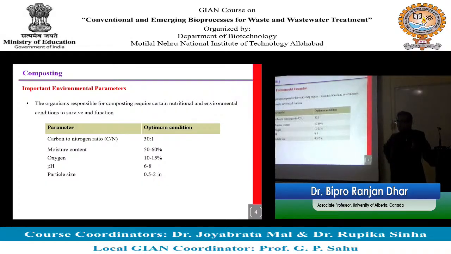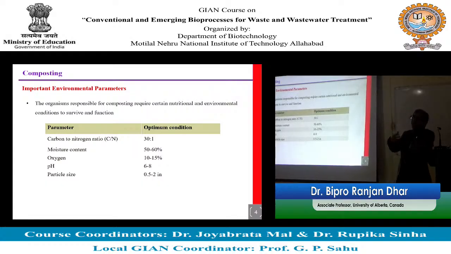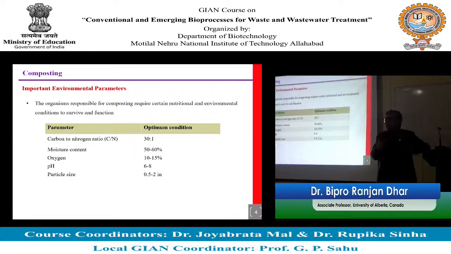So the carbon to nitrogen ratio is a big factor in composting or any biological process, because microbes consume carbon more quickly, right? Even if you remember, we write the chemical formula C5H7O2N, right? They need more carbon and a smaller amount of nitrogen.